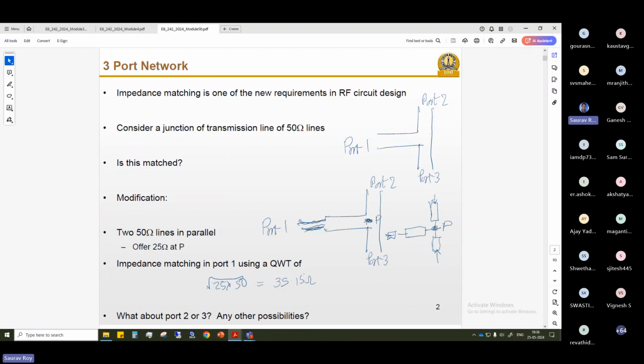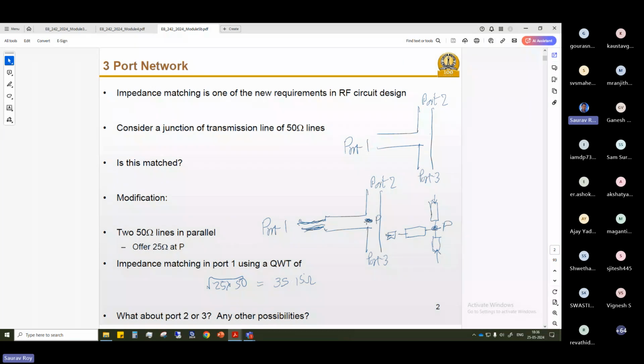So obviously, to design this network, what are the things we want? We want all three ports to be matched, right? First of all, we want all three ports to be matched. So S11, S22, S33 should be as close to 0 as possible. And then we want S21 and S31 to be close to 3 dB. What is 3 dB now?